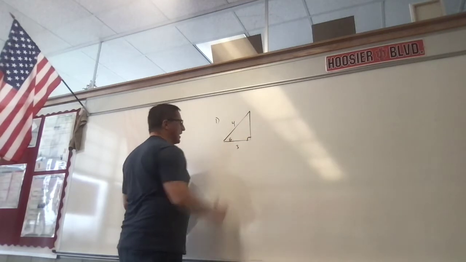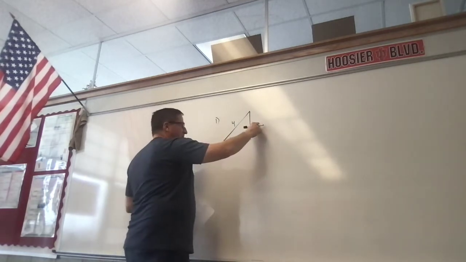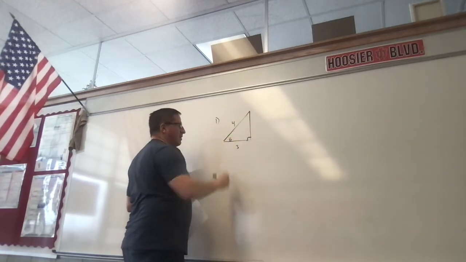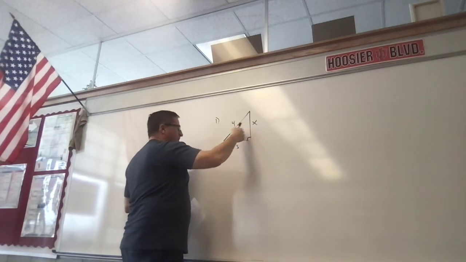Okay, we need to find the third side right here. Be careful, you might think this is a 3-4-5 triangle. This can't be 5 because the hypotenuse is here, and the hypotenuse has to be the longest side. So if that was 5, that wouldn't be the longest side. So I don't know what this is, but it's less than 4.